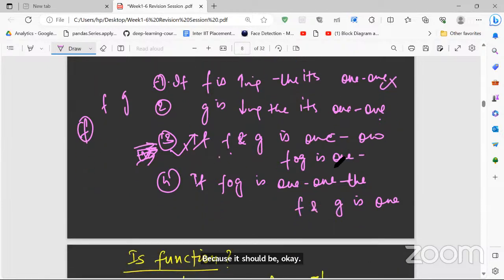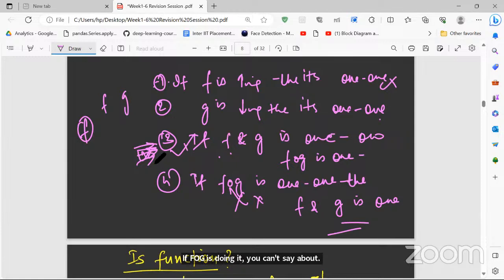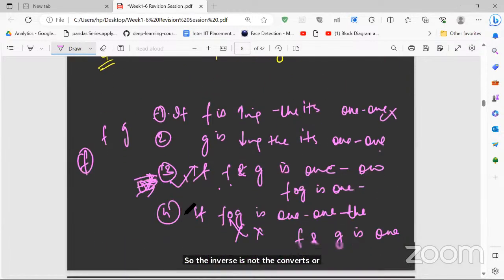If f and g are 1-1, then f of g is 1-1. But if f of g is 1-1, does that mean f and g are 1-1 or not? You can't say that. This statement should be in your mind: if f of g is 1-1, you can't say anything about f and g. So the converse of this statement is not true. This fourth statement should be there in your mind.